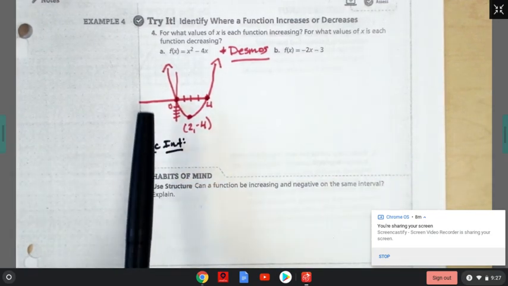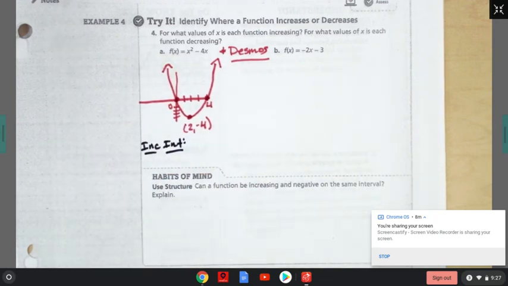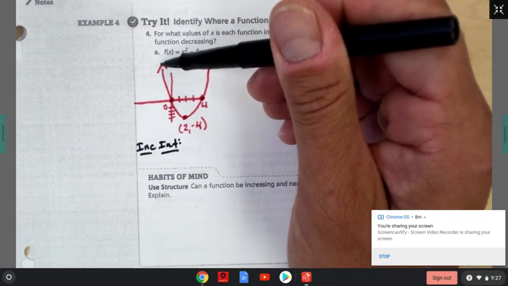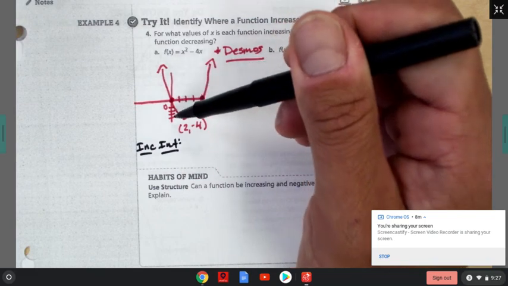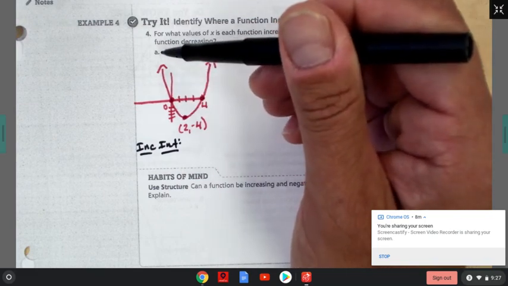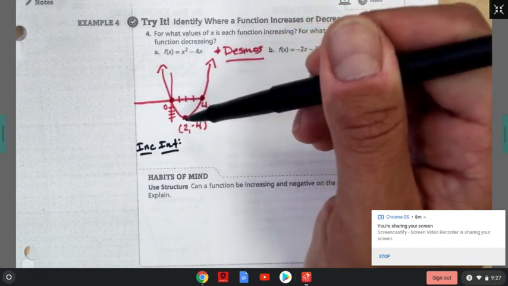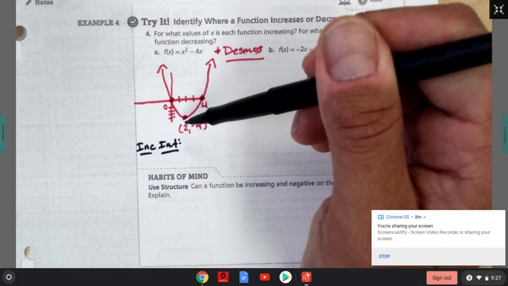So we always start on the left side of a graph, okay? And if we started over here, on this side I would be going down, right? I'm going down on this part of the graph. So that would not be the increasing side. So I'm going down, down, down, then I get right here and I stop going down.